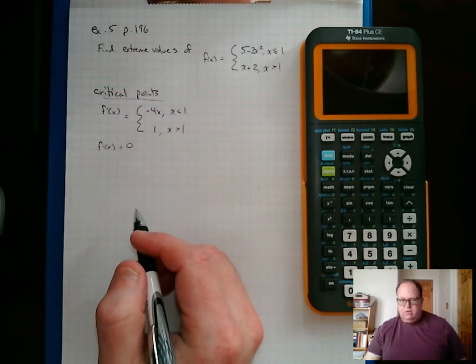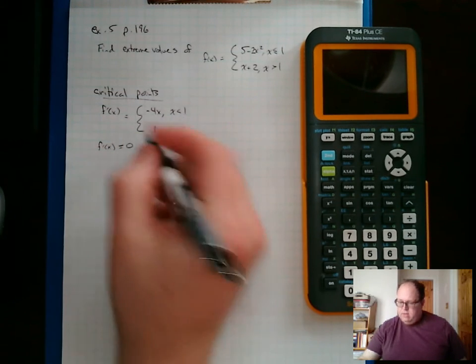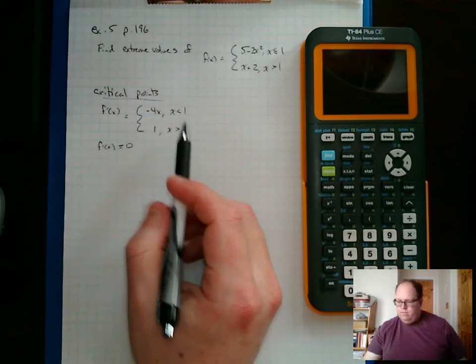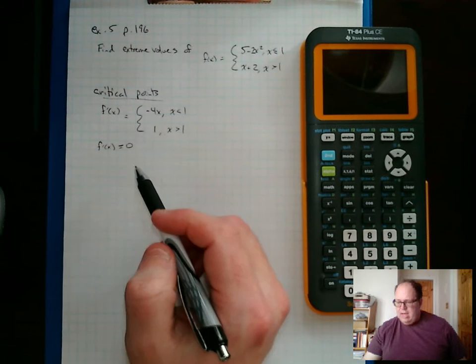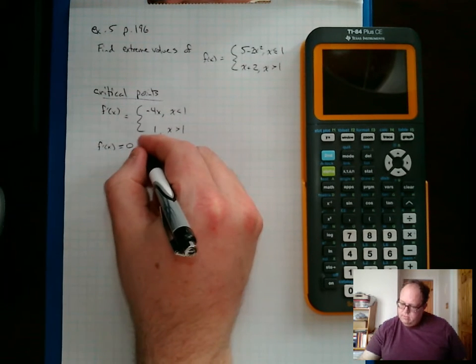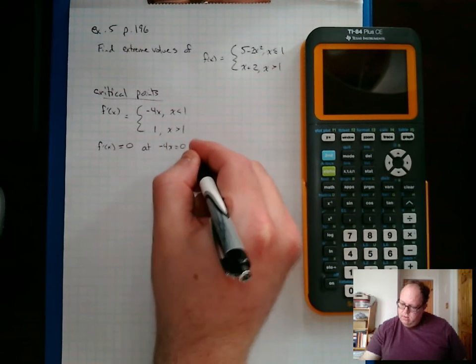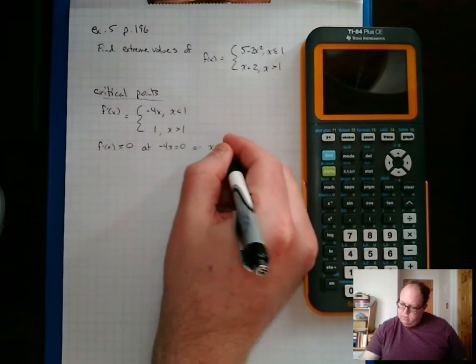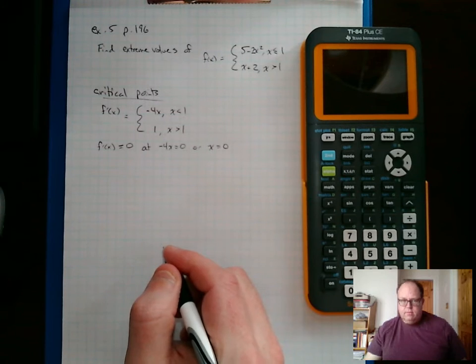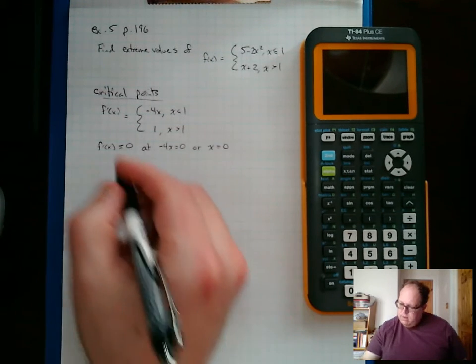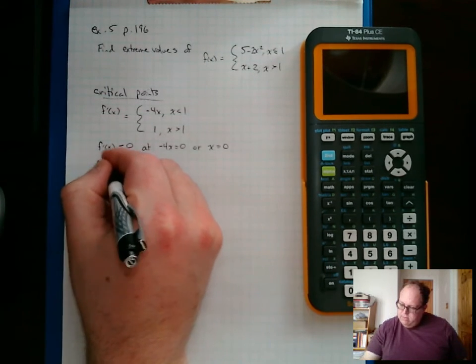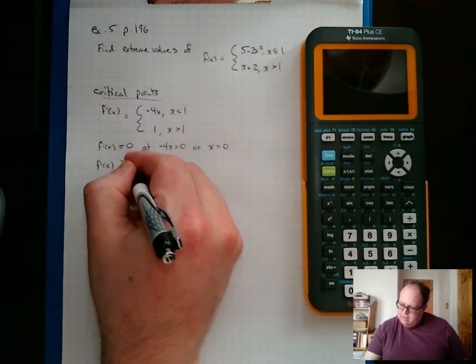So, f prime of x equals 0. That's certainly not going to happen on the right side of this, but on the left side, it does happen when x equals 0. And as we just mentioned, f prime of x does not exist at x equals 1.